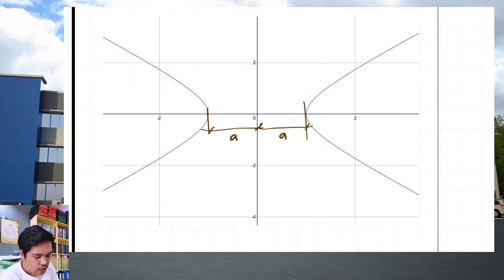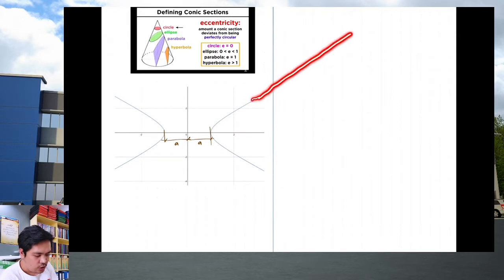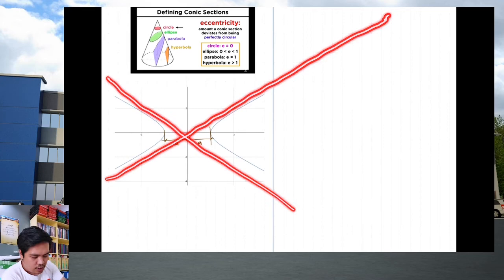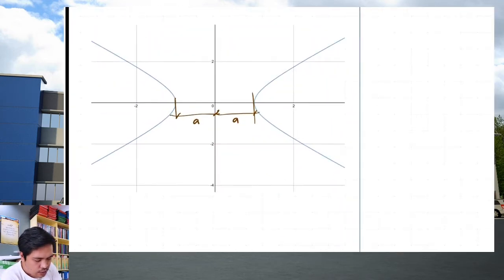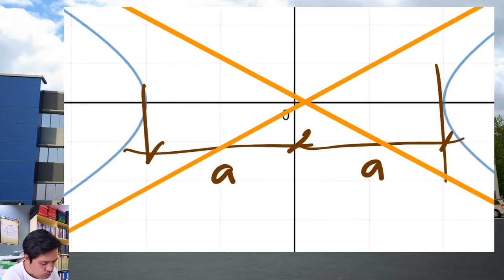If we draw an asymptote here, since it is asymptotic, if you zoom out this figure, it will move up to infinity as x moves to infinity, as well as on the other side. So if you zoom out, it will approach this line, and also this line. So let's draw the two asymptotes. This is one asymptote, and this is another asymptote here. Of course, the two oblique asymptotes should intersect at the center.